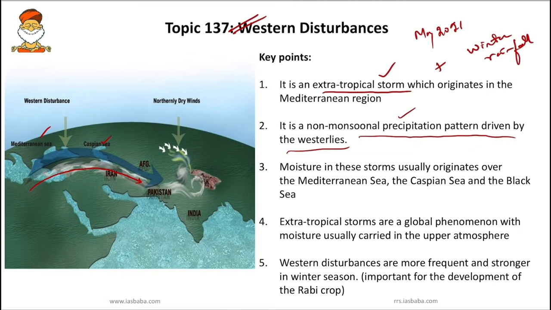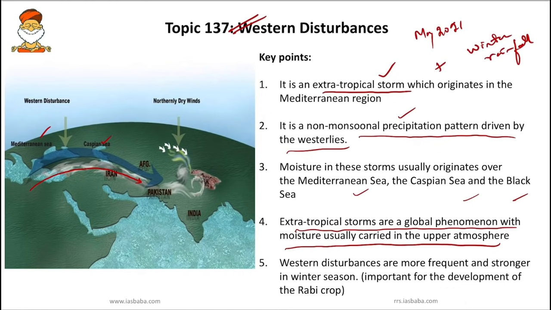You have to remember it is a non-monsoonal precipitation, and the moisture in these storms usually originates over the Mediterranean Sea, Caspian Sea and Black Sea. And the next point you have to know: extratropical storms are global phenomena with moisture usually carried in the upper atmosphere. Unlike their tropical counterparts, where the moisture is carried in the lower atmosphere, these extratropical storms carry moisture in the upper atmosphere, which you have to know.